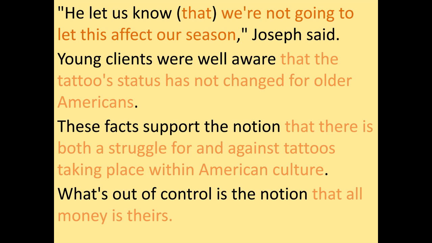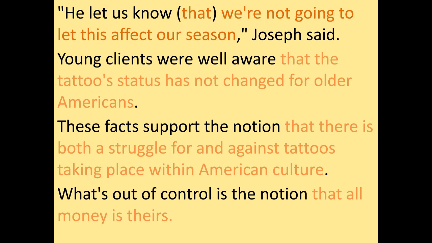Here are some examples of content clauses, and they're acting as complements to different kinds of things. In the first sentence here, he let us know that we're not going to let this affect our season. You could drop that and say, he let us know we're not going to let this affect our season. It doesn't matter. In either case, that clause there, with or without its subordinator, is the complement of the verb know. It's acting pretty much like a direct object, right?